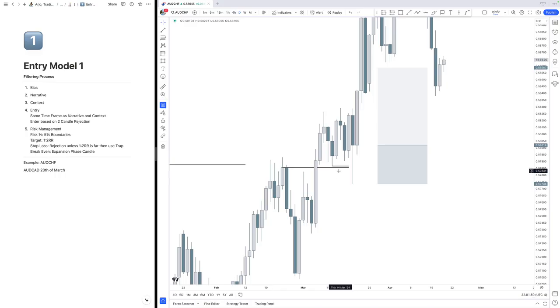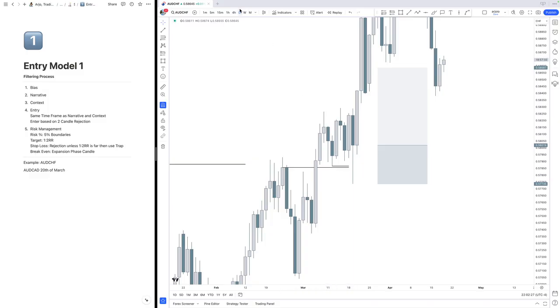So my narrative and my context here is on a daily time frame. So what do? Entry, same time frame as narrative and context. Now, when you use entry model 1, the rejection on the first candle is oftentimes already an entry. Entry model 1 also has a negative side where you might miss a certain move sometimes because, of course, if it's on the same time frame as your narrative and context, it might just absolutely move away.